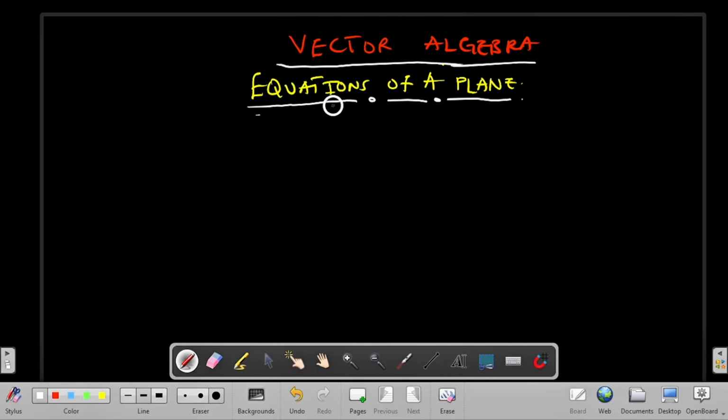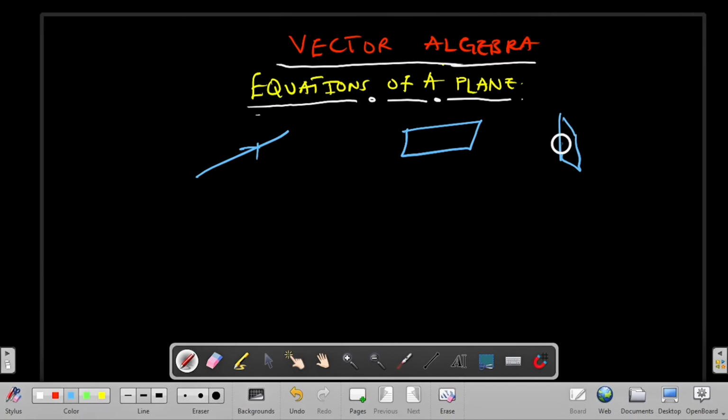So when we talk about equations of a plane, what do we mean? First of all, what is a plane actually? If you have a line, it is so simple to define it by a direction pointing here or pointing there. What if you have a plane like this? How do you define the direction of this plane? It's so difficult.